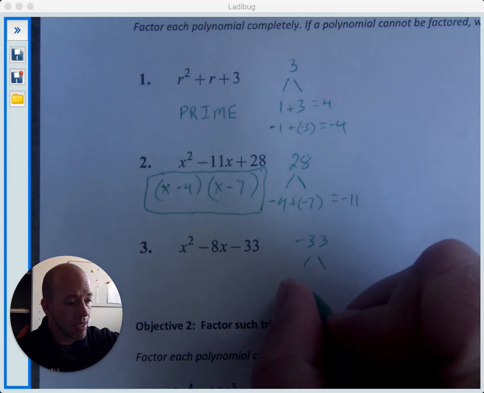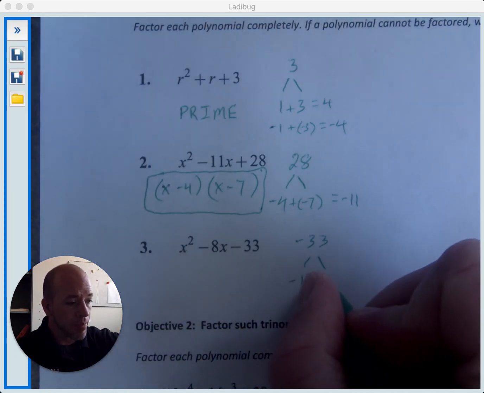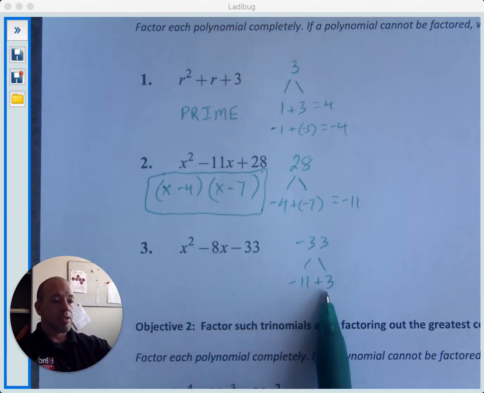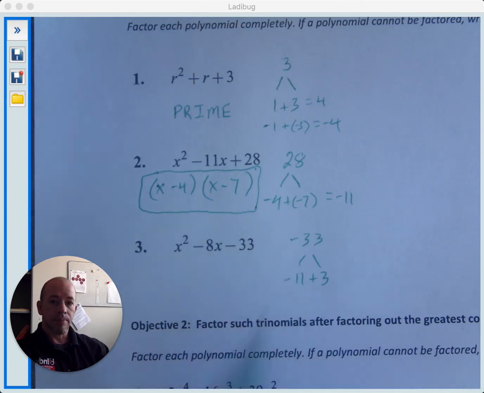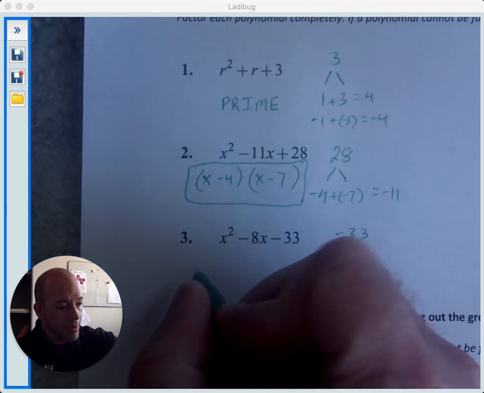So we need a negative 11 and a positive 3, right? Negative 11 plus 3 is negative 8. Negative 11 times 3 is our negative 33. So we have our two binomials.